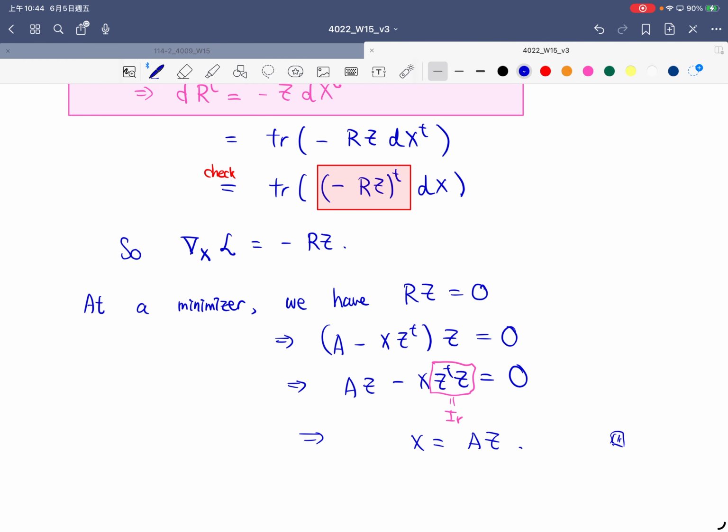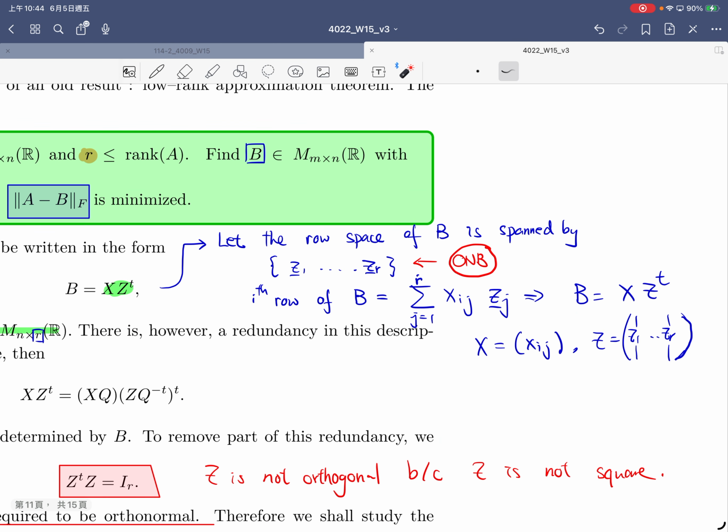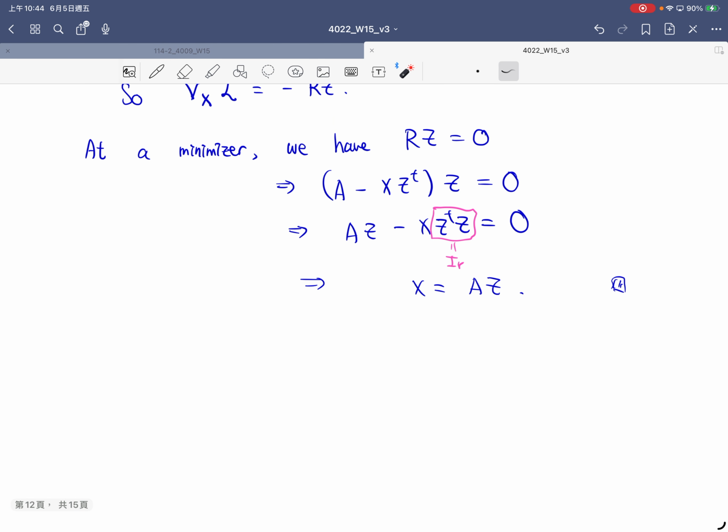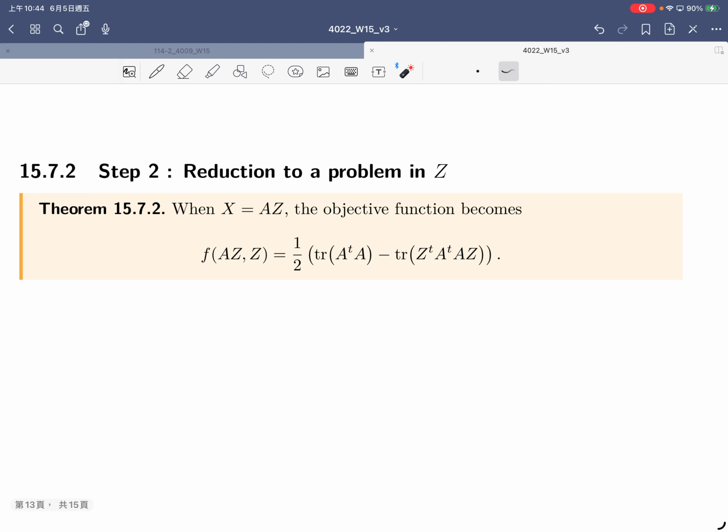Okay, so now we know that at a minimizer, when you obtain a factorization of a rank B matrix, it turns out X must be AZ. X must be AZ at a minimizer. And then what do I do next? After that, let me try to simplify the original objective function. So originally, f of x, z equals a half times the Frobenius norm of A minus xz transpose squared.